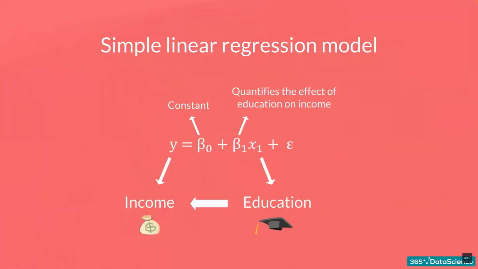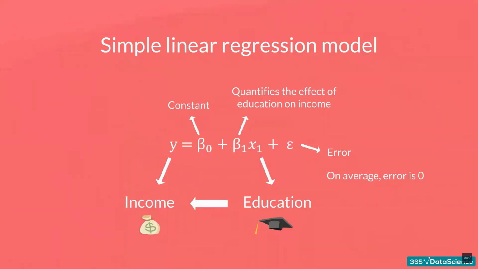The last term is epsilon. This represents the error of estimation. The error is the actual difference between the observed income and the income the regression predicted. On average, across all observations, the error is 0. If you earn more than what the regression has predicted, then someone earns less than what the regression has predicted. Everything evens out.